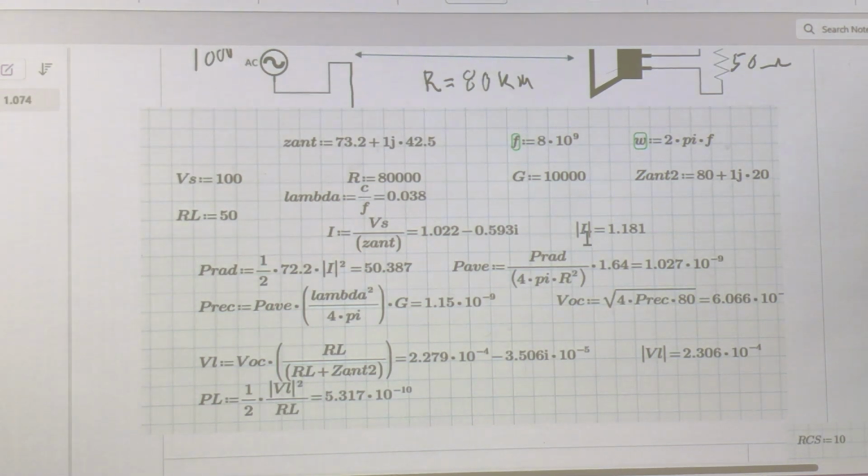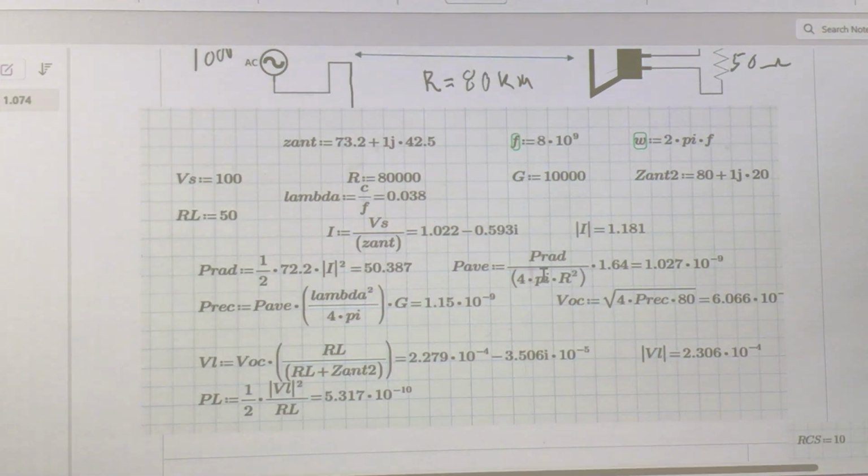Now I need the total power radiated. That's 1/2, and it's 72.2. 72.3 would be fine, but I clicked the 72.2. It's very close. It's 1/2 72.2 or 72.3, which is the radiation resistance, times I squared, which would be about this, actually 51. That's total radiated power.